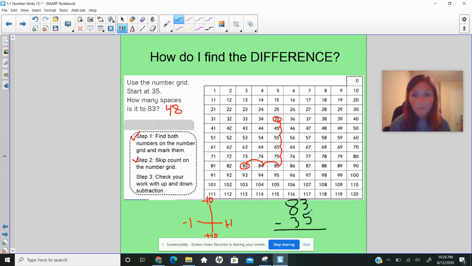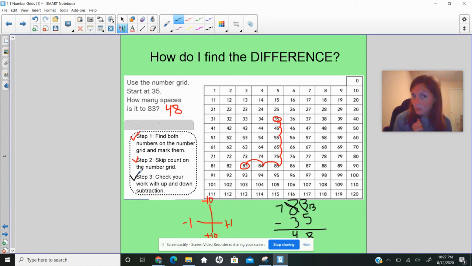So 3 minus 5, can't do it, so I need to borrow from my neighbor. I take one of the 10s and I add that 10 here. 10 plus 3 is 13. So 13 minus 5: 13, 12, 11, 10, 9, 8, 7, 6, 5. All right, so my answer is 8. 7 minus 3: 7, 6, 5, 4, 3. So my answer is 4. So my answer here, when I subtracted 83 minus 35, is 48. And that's the same thing that I had here. So I was able to check my work. Check. So I know that I did it correctly.